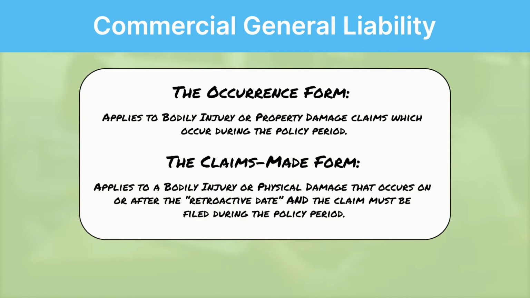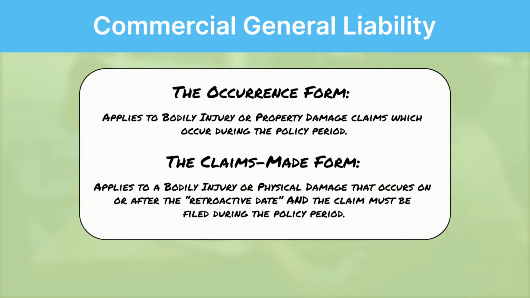Compare that with the claims-made form, which applies to bodily injury or property damage that occurs on or after the retroactive date. The claims-made form applies to a BI or PD that occurs on or after the retroactive date, and the retroactive date basically is an effective date. The claim must be filed, or we might say made, during the policy period. That is, claims-made form equals loss occurs after the retroactive date, and loss occurs within the policy period, and the claim is filed or made within the policy period.